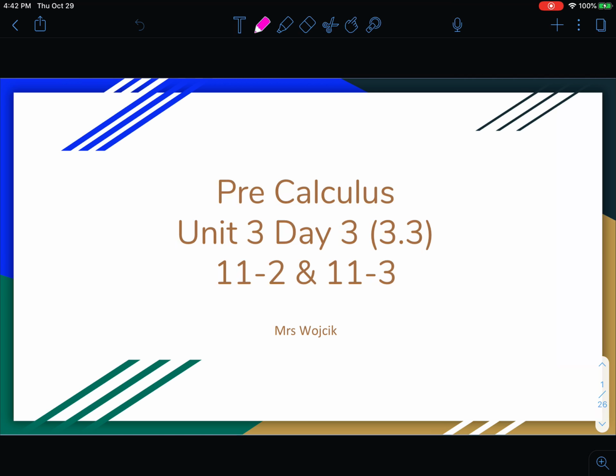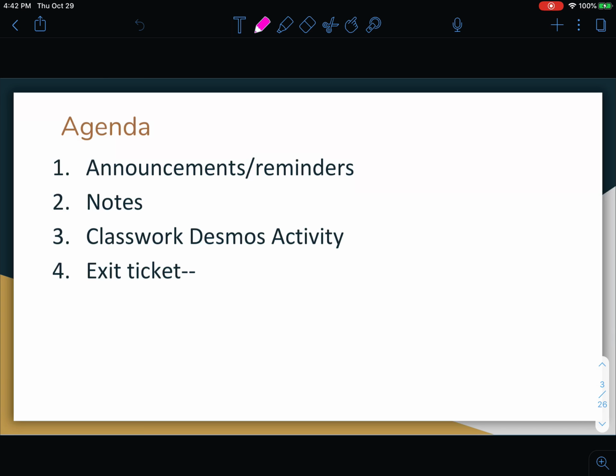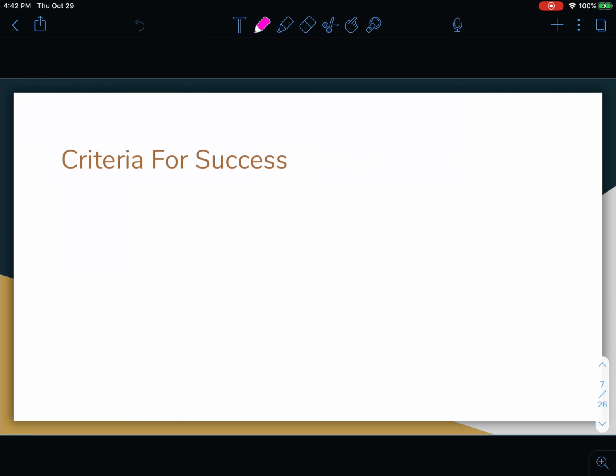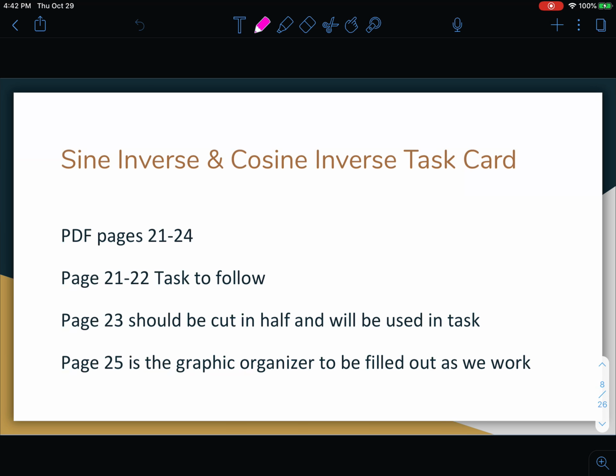All right, students, we're going to be working on a task that is in your PDF. You're going to want several pages out. I hope I put the page numbers in here for you. Yes, okay, perfect. The PDF pages actually go to 26. Some of them are blank.